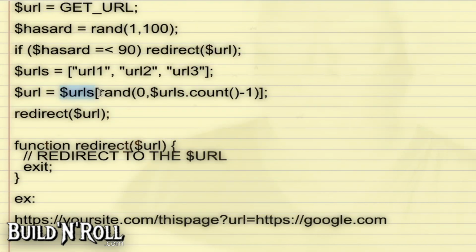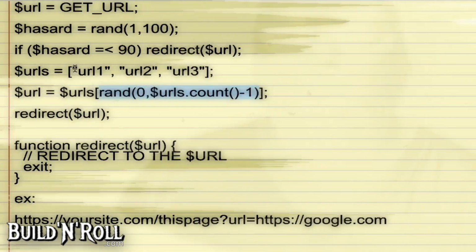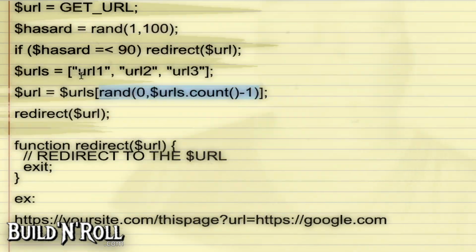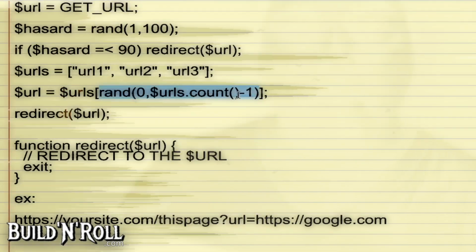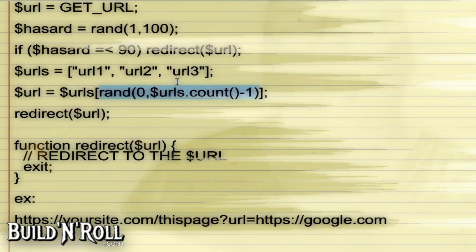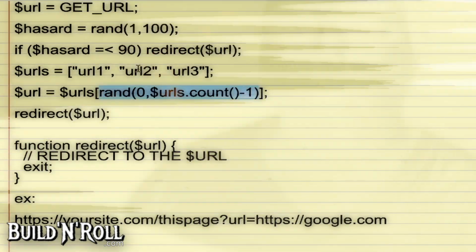To do that, here we choose a random number between 0, because 0 is the first element of a list, an array. It starts with 0, not 1. So from 0 to the number of URLs that you have minus 1. Because, for instance, the third URL, the index to get it is not 3, it is 2. Because you start from 0, so 0, 1, 2.